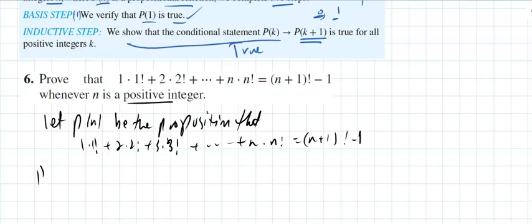Well, we start with p of 1, that's the first integer. Either you take the first or plug n equal 1 in there, but you get 1 times 1 factorial, and if you put a 1 there, that would be n plus 1 factorial, that's 2 factorial minus 1. This is 1, and this is 2 minus 1, which is 1, so it checks.